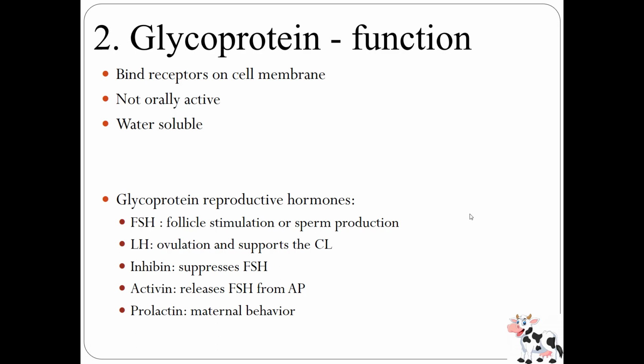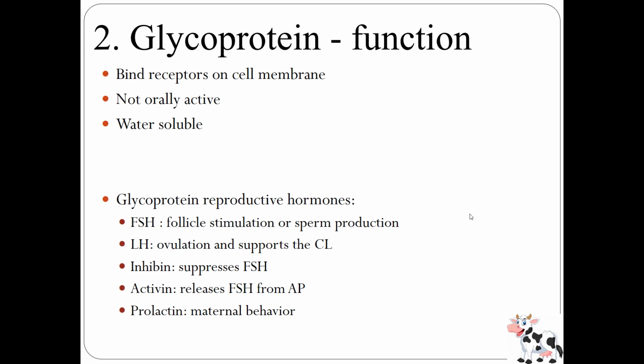So examples of glycoprotein hormones in reproduction are follicle stimulating hormone, which targets follicle stimulation or production, as well as sperm production in the male. Luteinizing hormone is going to trigger ovulation and will support the corpus luteum development after ovulation has occurred.